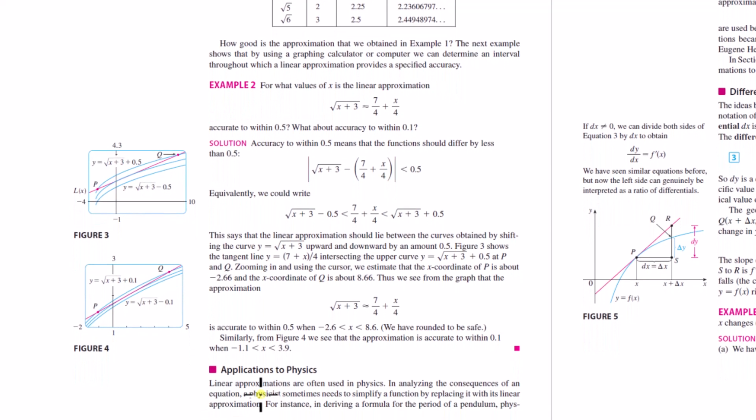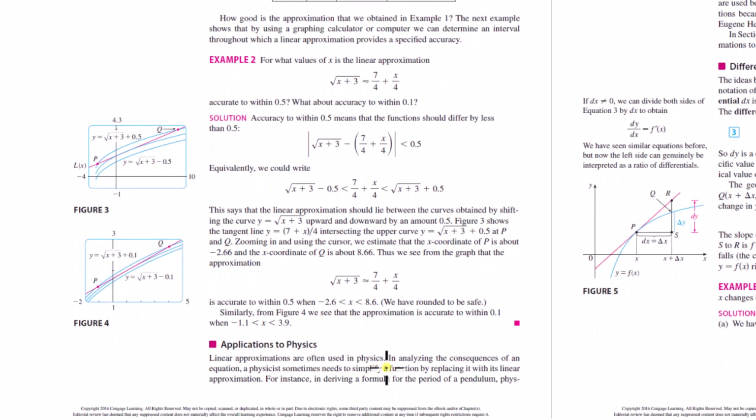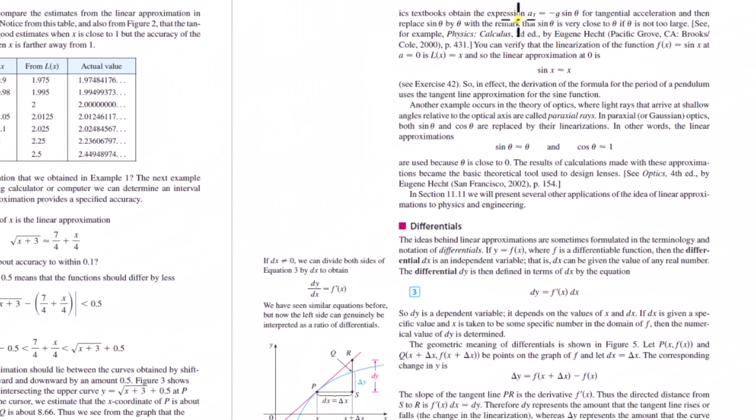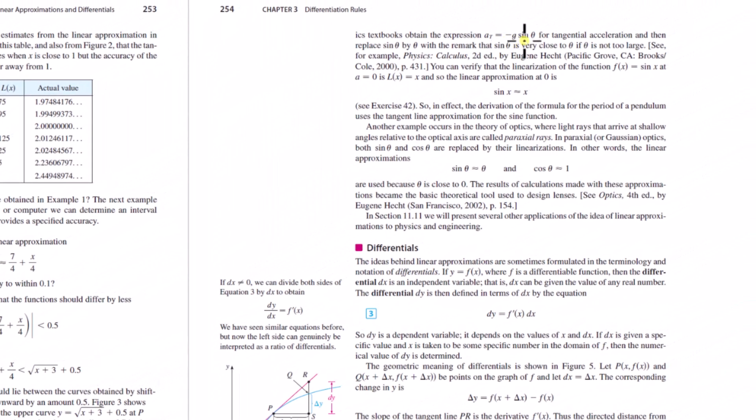Okay, so linear approximations are often used in physics. In analyzing the consequences of an equation, a physicist sometimes needs to simplify a function by replacing it with its linear approximation. For instance, in deriving a formula for the period of a pendulum, physics textbooks obtain the expression minus g sine of theta for the acceleration of the pendulum, the tangential acceleration. And what they do is they replace sine of theta with theta. And they remark that sine of theta is very close to theta if theta is not too large.